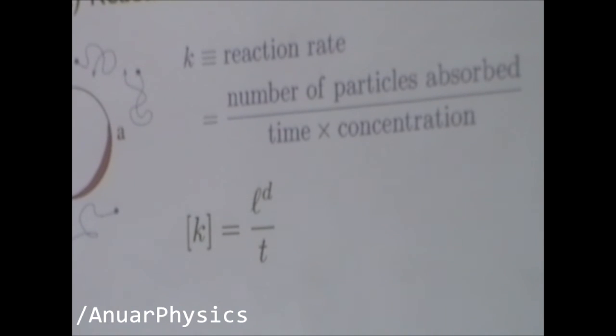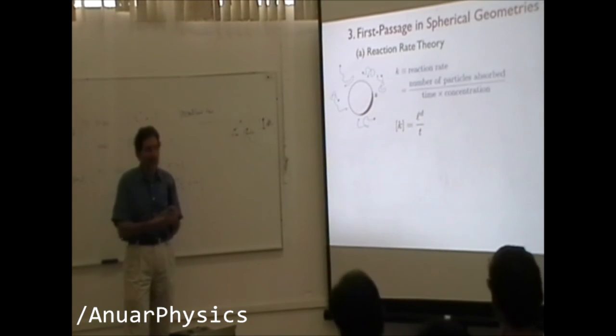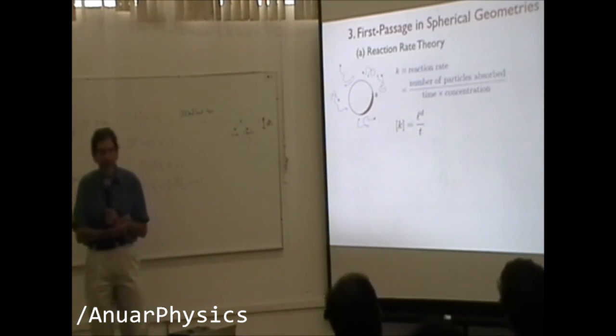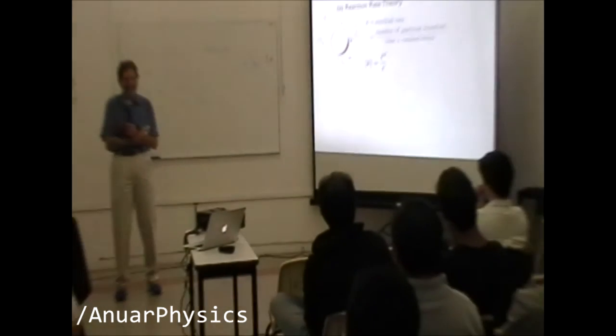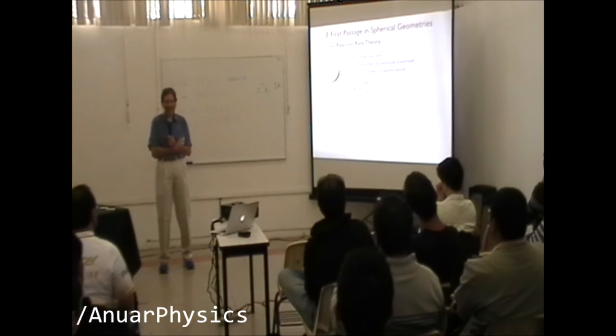So that's obvious. But now, what can the reaction rate depend on? What are the basic parameters in the system? And I argue that there's only 2 parameters. Can someone help me and tell me what are the 2 parameters in the system? The radius A. Okay, that's one. Good. What's the other one?